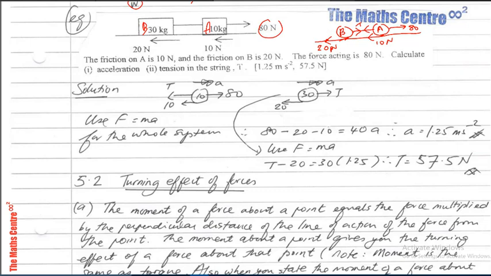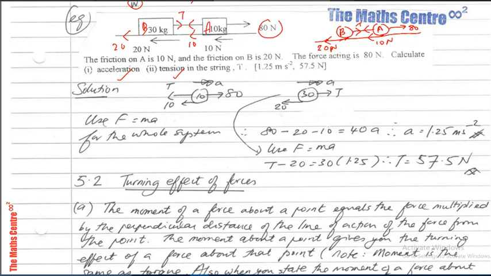And the friction that A is subjected to is 10 newton, and the friction that B is subjected to is 20. So the friction on A is 10, the friction on B is 20, the force acting is 80 newton, that's the driving force. Note there's a string that's connecting A and B, you have to calculate the acceleration and the tension of the string. Good. So let's indicate that here.